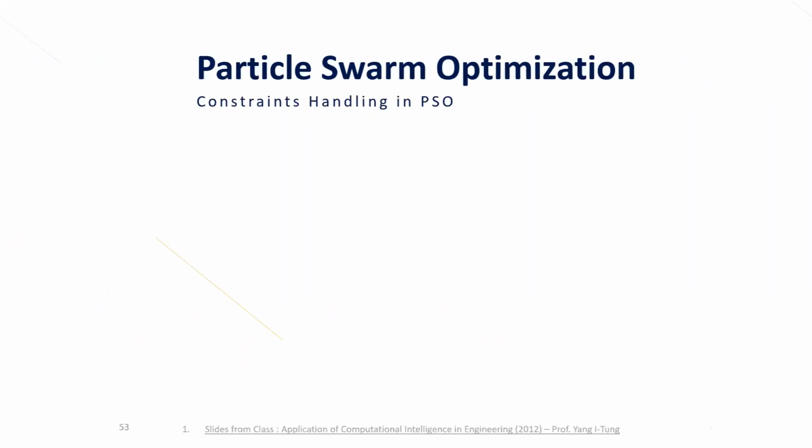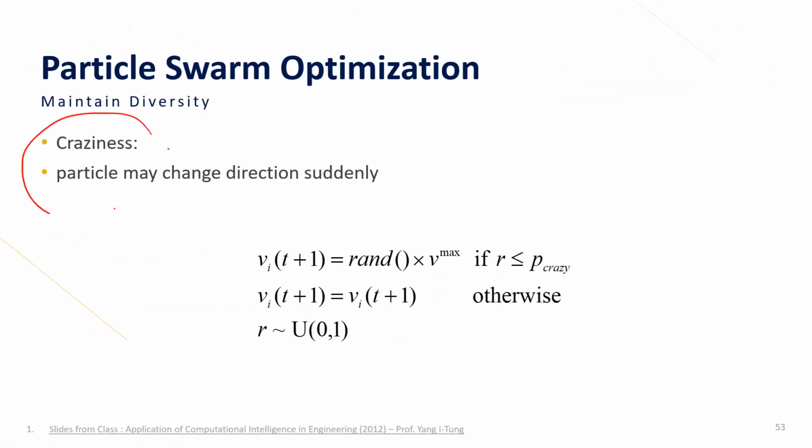Sometimes we also have, I think this is just the terminology, craziness. It means that whenever all the particles have already converged, we introduce one particle going out of direction. Why? Because we want to maintain the diversity. If all are saying that this is the best, then there should be one particle that tries to go out of the box and let the team explore more, instead of concluding in one direction only.